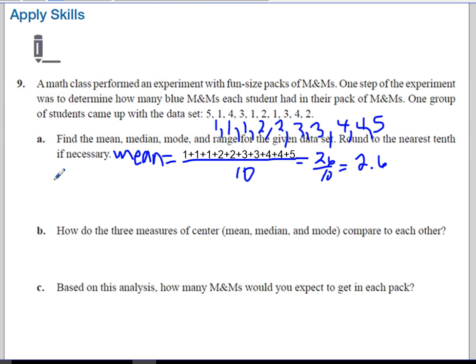The median, since there's 10 numbers, remember half would be 5. So that's 5 on each side. So we need to look at the 5th and 6th number and average those two together. 1, 2, 3, 4, 5, 6. So the 5th and the 6th number is 2 and 3. So we'll do 2 plus 3 and divide that by 2 to find the average, which will be 5 divided by 2, which will give us 2.5. The mode is the most often.